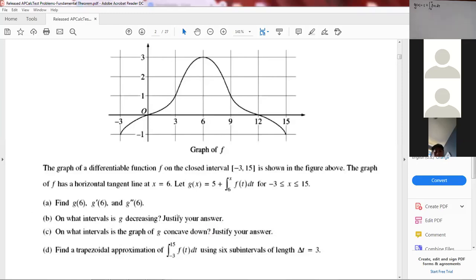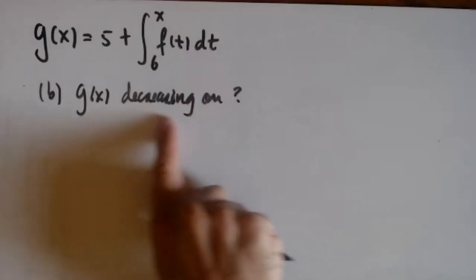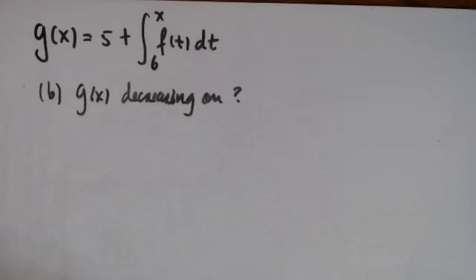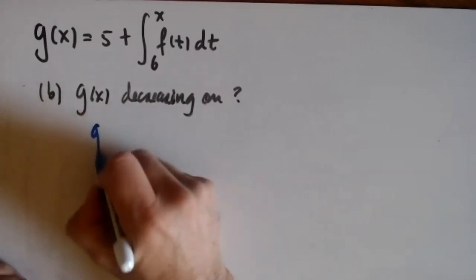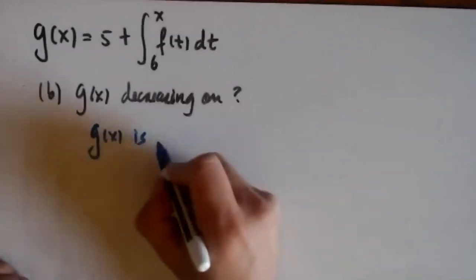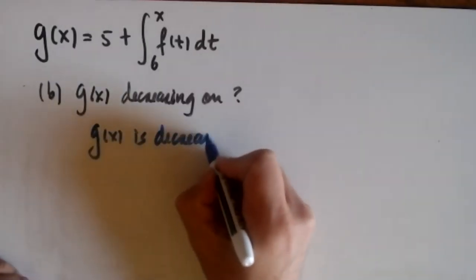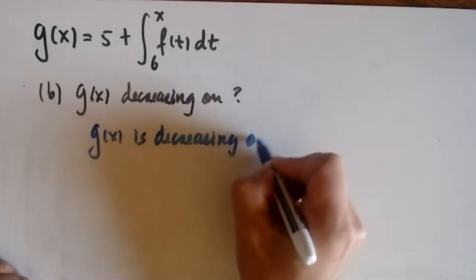Justify your answer. Okay, so B, G of X decreasing on, so this is easy. G of X is decreasing on, yes sir? It's easy. Yeah. What is the criteria we have to do? G of X is decreasing when the area is negative.